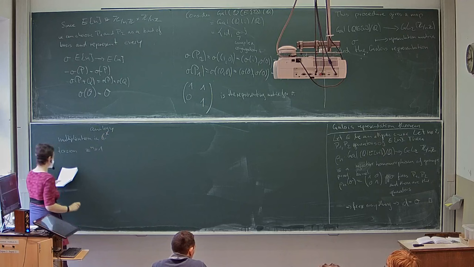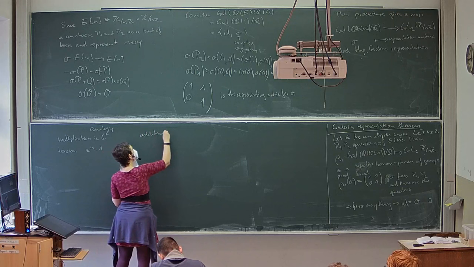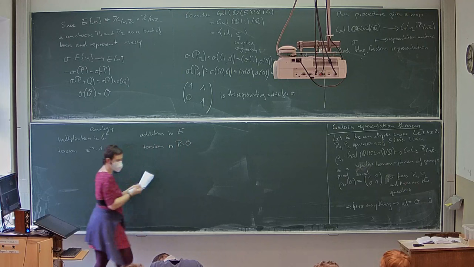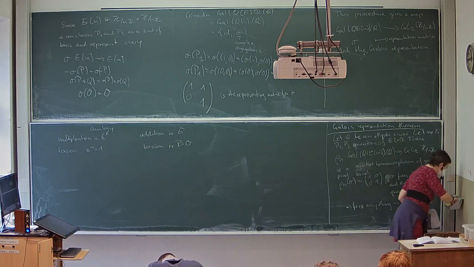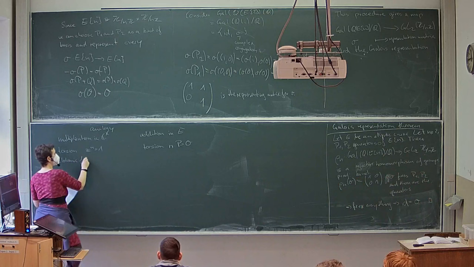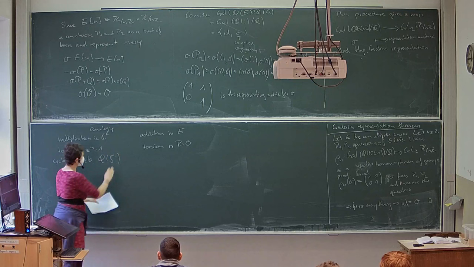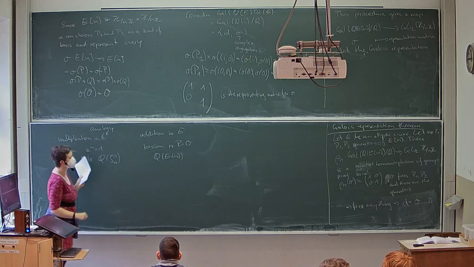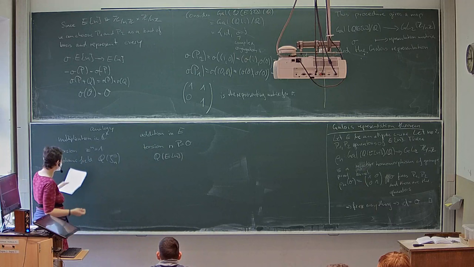And we can look at addition in E, where n-torsion is n times P equals the point at infinity. Here we get the cyclotomic field, if we join this. And here we get, actually, there is no word for that, which is weird, actually.